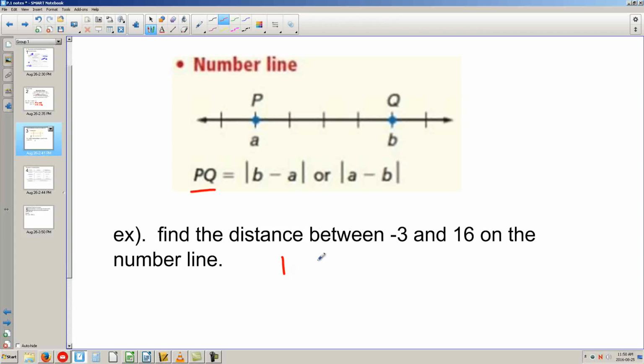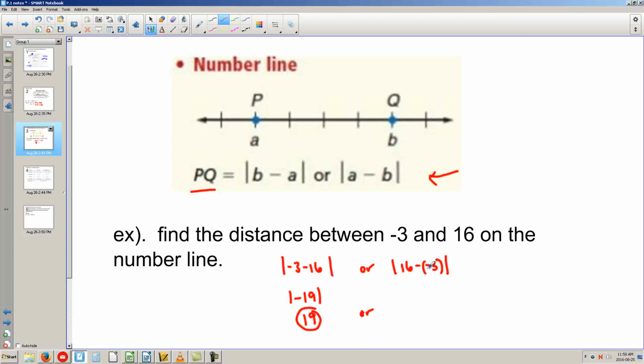Okay, in this problem, we would want the absolute value of -3 minus 16 or the absolute value of 16 minus -3. Whoops. And we'll put parentheses around that. Okay, so according to the formula up here, it shouldn't matter which way we do it. And so if we come down here and we look real close, -3 minus 16, that's -19, but that's still in the absolute value. And the absolute value of -19 is 19.